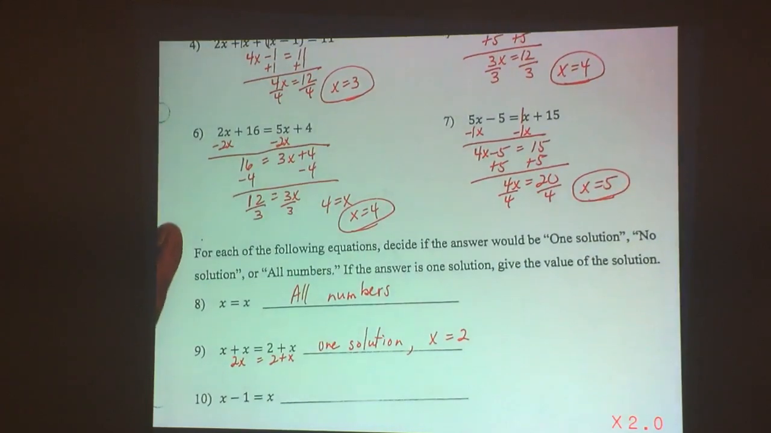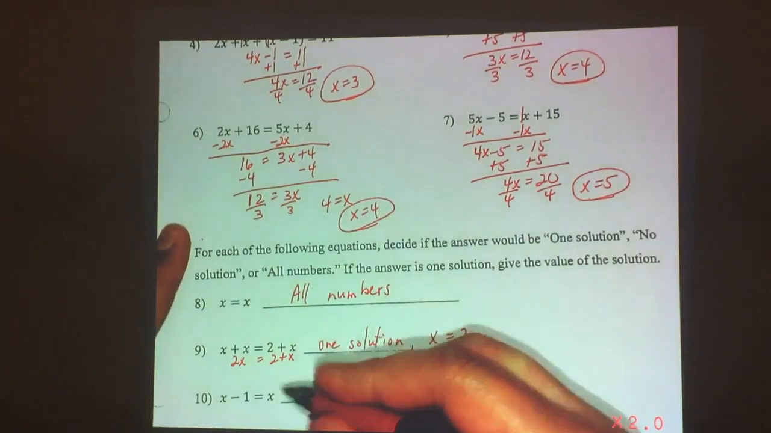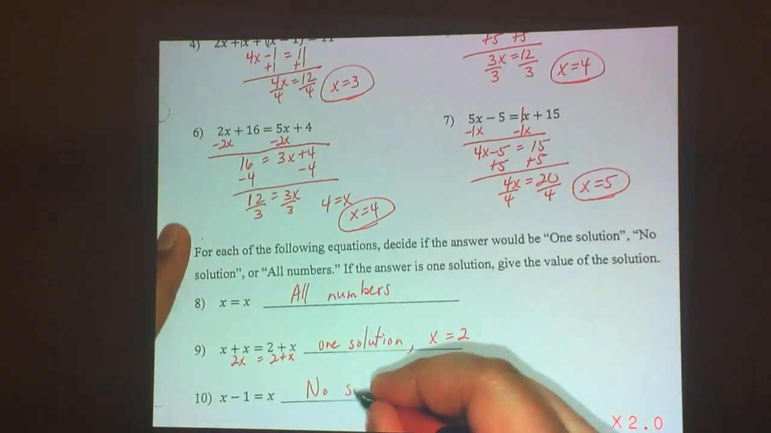Okay, what about the last one? The left-hand side will always be one less than the right side. Will they ever be equal? No? That is no solution.